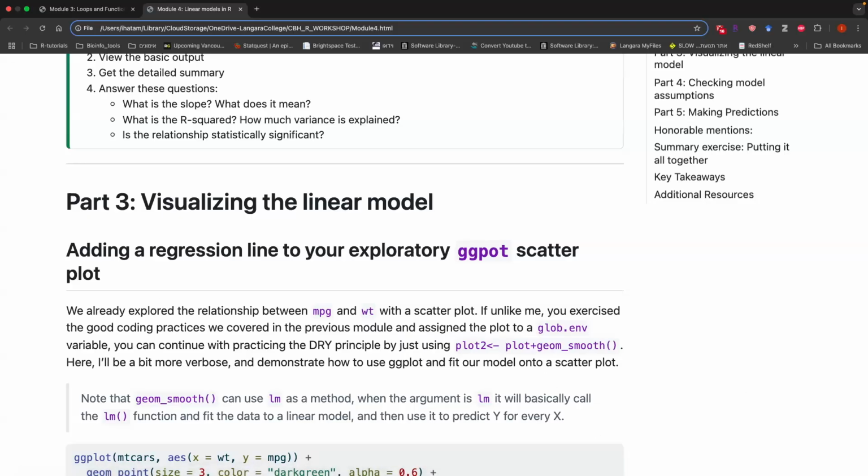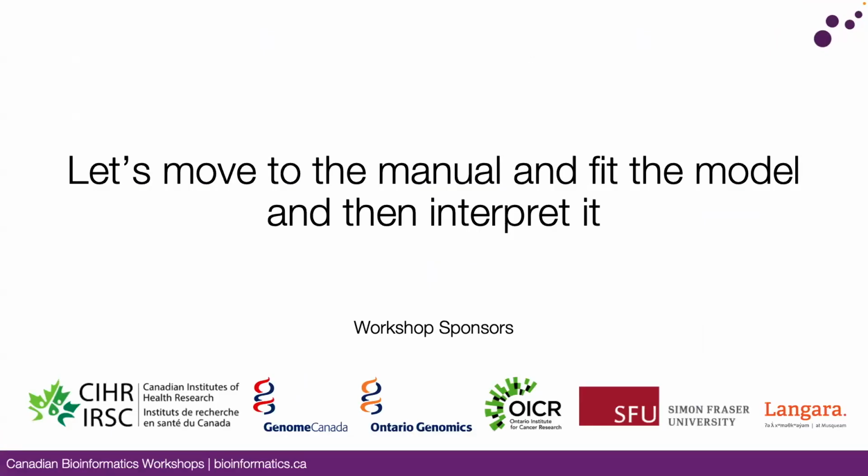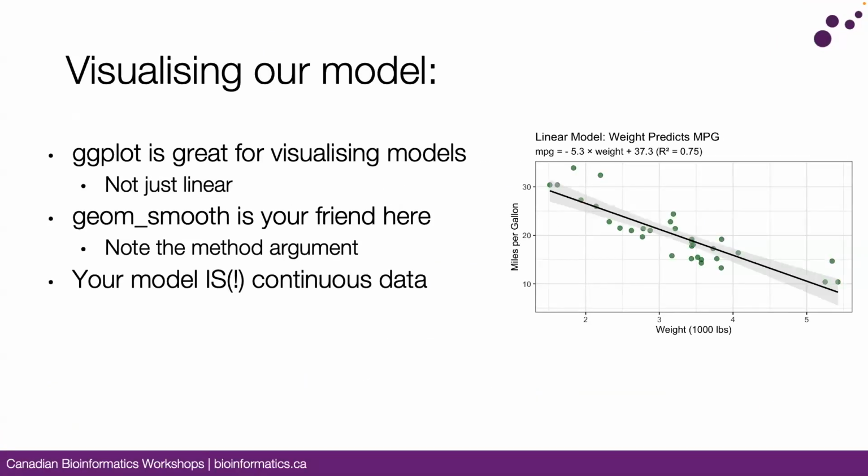We can also visualize our model. When we're visualizing our model, ggplot is our friend. Why doesn't it show me here? Oh, I know why. When we're visualizing our model, ggplot is a great tool to visualize models, not just linear models. geom_smooth is our friend here because geom_smooth has the ability to actually run lm, get your model, and plot the line that comes out from the equation, right?